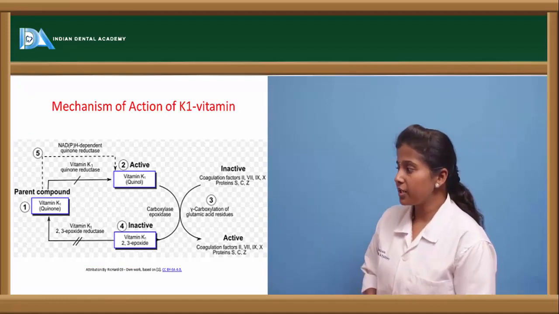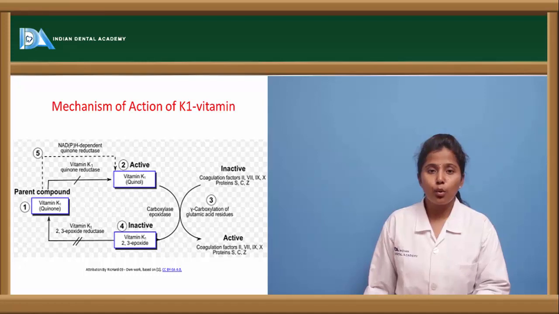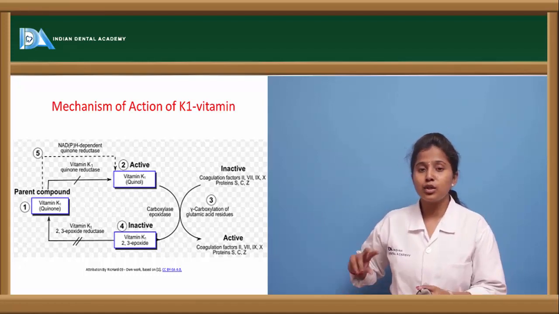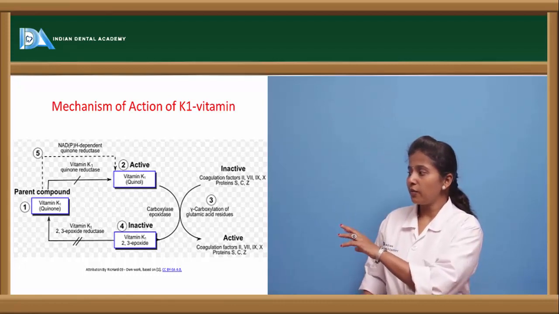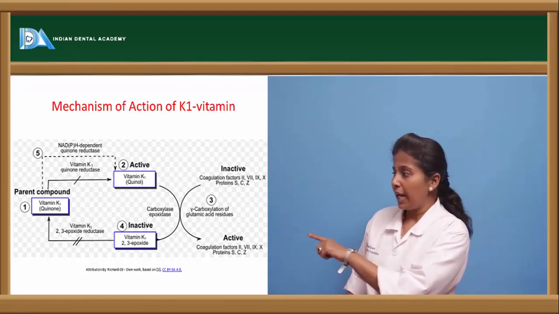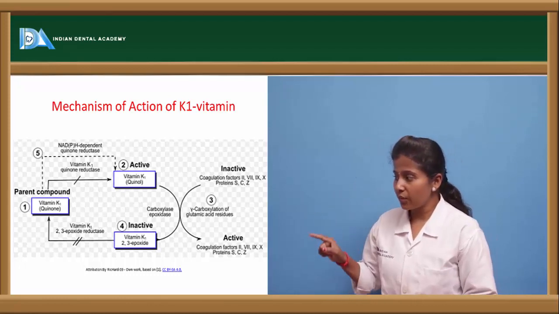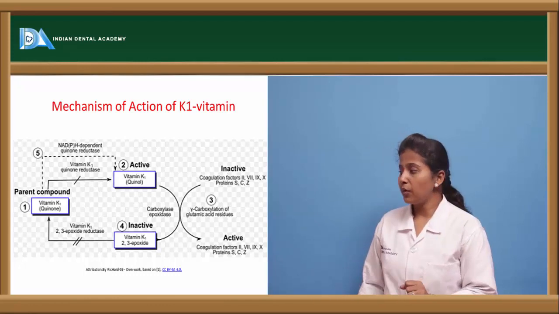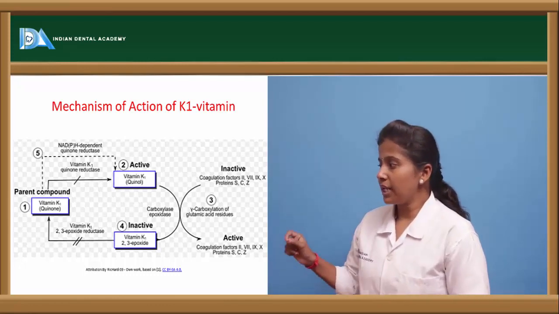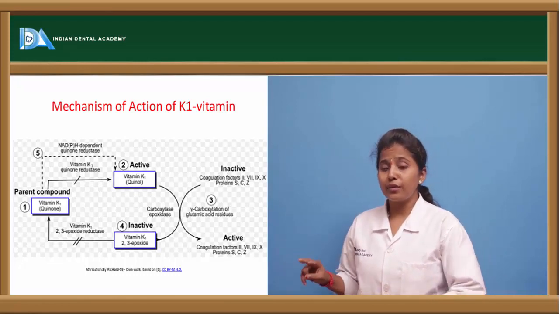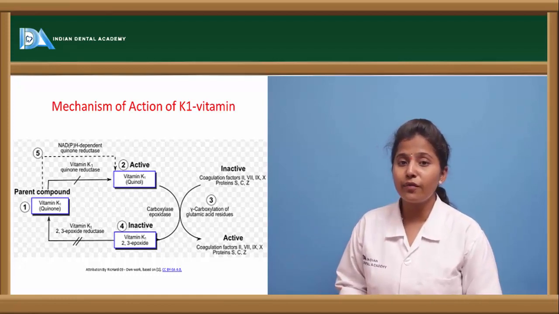Here we can see the mechanism of action of vitamin K1. Vitamin K1, which is also called quinone, exists in two forms, an active form as well as an inactive form. The inactive form of vitamin K1 is quinol, and the active form of vitamin K1 is 2,3-epoxide. The inactive form is converted to the active form with the help of enzymes called 2,3-epoxide reductase and carboxylase epoxidase. These are the two enzymes which mainly aid in the formation of the active form.